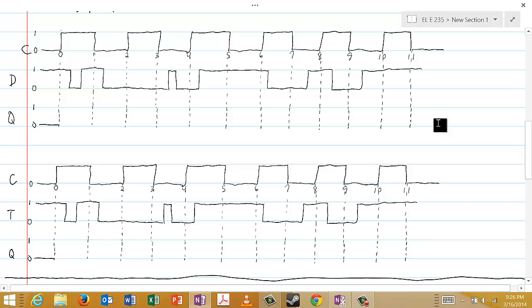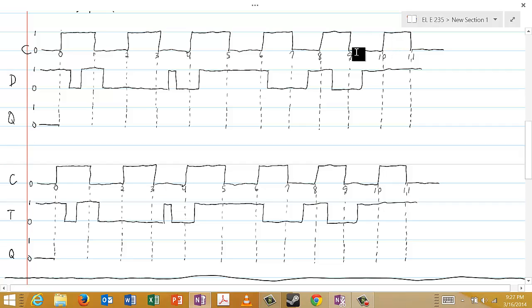And actually, for edge-triggered flip-flops, this is extremely easy, because all you have to do is identify the edges at which transitions can occur. Now remember, if this is a positive edge-triggered flip-flop, then the only time that we can have a change in the output is when the clock has a positive edge. And so if we look at this clock in this first example, it has a positive edge at 0, a positive edge at 2, a positive edge at 4, a positive edge at 6, 8, and 10.